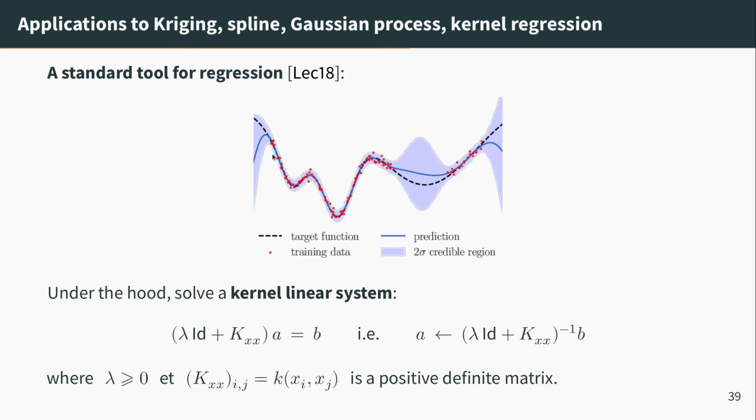I already talked about this a little bit. Kernel regression is what's behind all those curves, where you have samples and you want to find a fitting curve and get confidence intervals outside of your sampling data set. And what we've seen in lecture 2 is that under the hood, those methods just rely on the resolution of a linear system where the matrix that you want to invert is a kernel matrix.